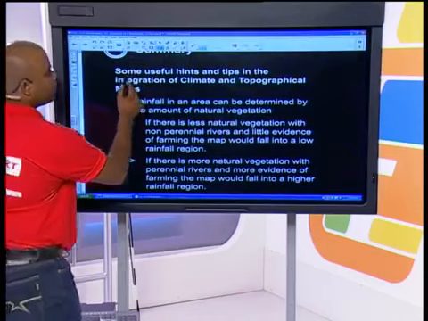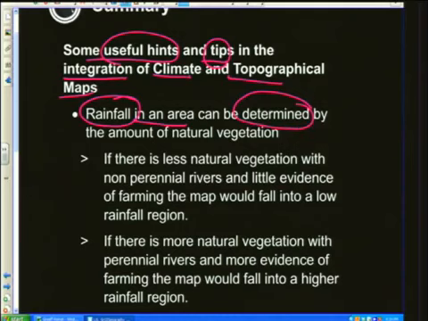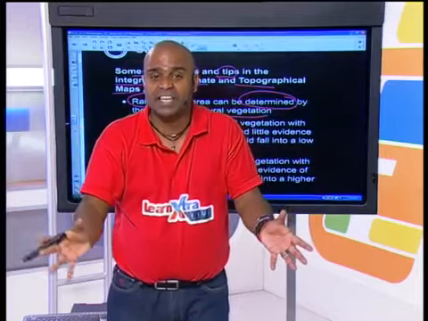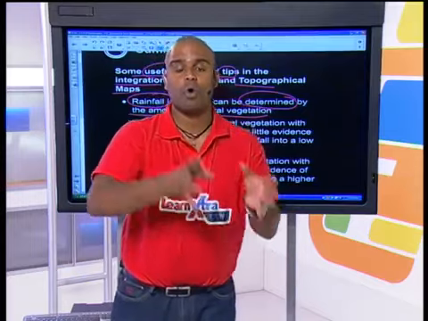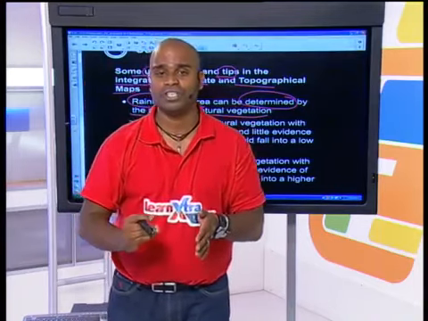Note the following. We will now be looking at useful hints and tips in the integration of climate and topographical maps. The rainfall in an area can be determined by the amount of natural vegetation. To simply explain this, guys, when you look at a topographical map, if it has more green features, it is a well-vegetated area. That means there's more trees, more woodlands, and this makes it a more well-vegetated area. What does this tell us? This is a high rainfall region because it supports the growth of natural vegetation.